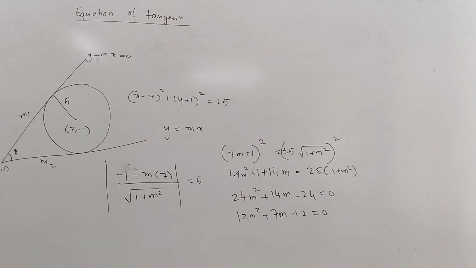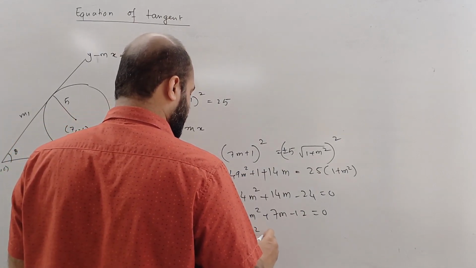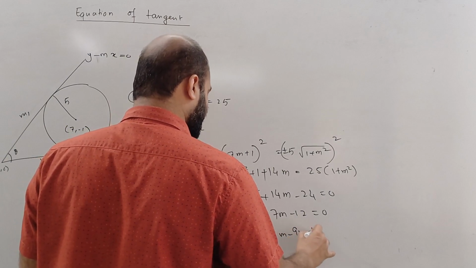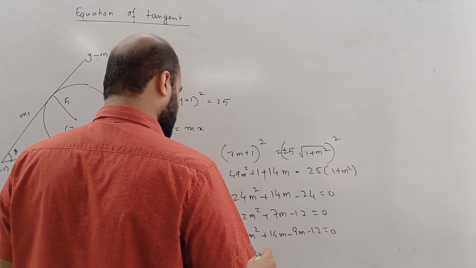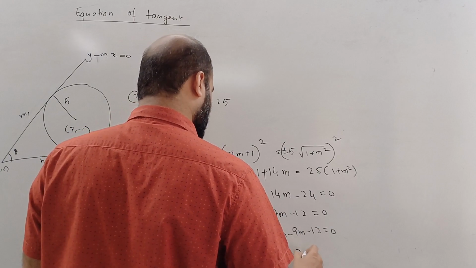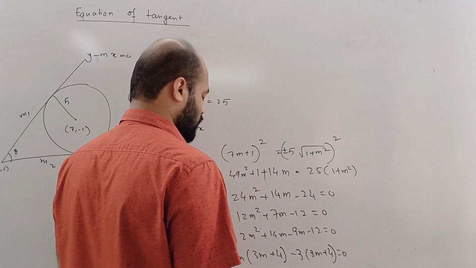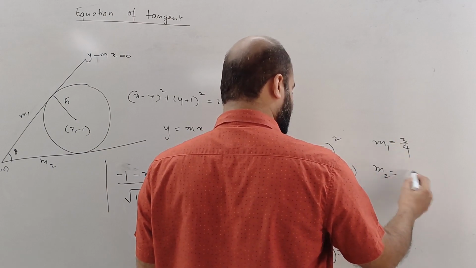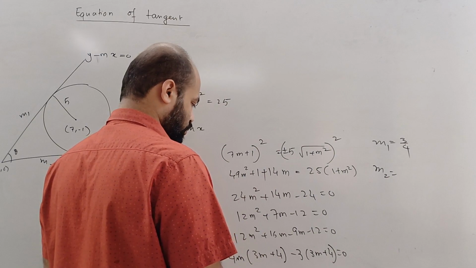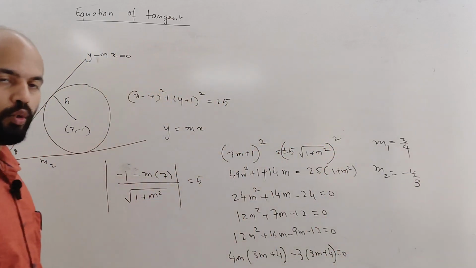Now we need to factorize this. So the simple factorization which comes out is 12m square plus 16m minus 9m minus 12 equals to 0. So if 4m comes out, this is 3m plus 4 inside, and this is going to be 3m plus 4 equals to 0. So m can be 3 by 4. This is m1, and the other slope that we have is minus 4 by 3. So we are able to find two slopes from here.